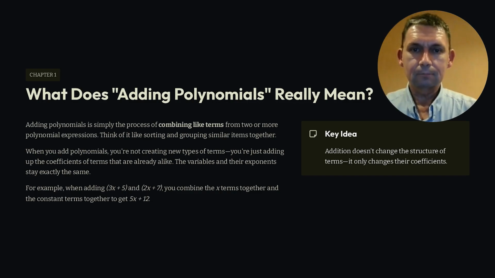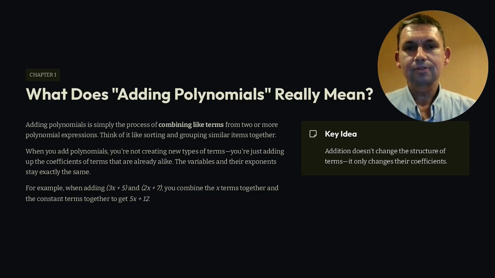So what does it actually mean to add polynomials? At its core, adding polynomials means combining like terms from two or more polynomial expressions. A helpful way to think about this is sorting. You group together things that match, and then you add them up. Here's the key idea. When we add polynomials, we do not change the variables or the exponents. The only thing that changes is the coefficient, which is the number in front of the variable.